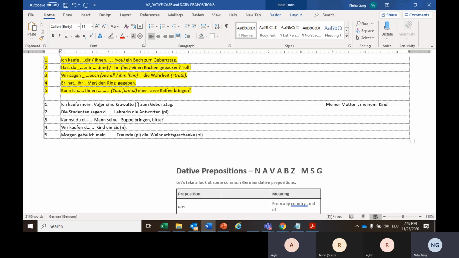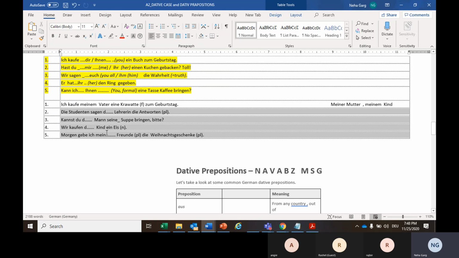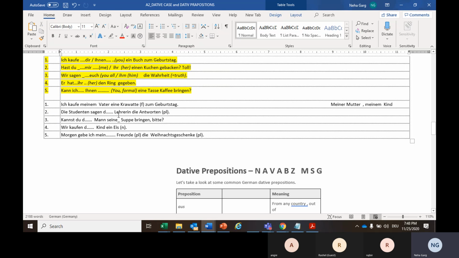Basically I'm doing one sentence for you. So, ich kaufe meinem Vater eine Krawatte zum Geburtstag. I am buying a tie for my father on his birthday. So mein plus dem Vater, meinem Vater. Similarly, you have to put these articles, definite or indefinite, as per the dative cases.